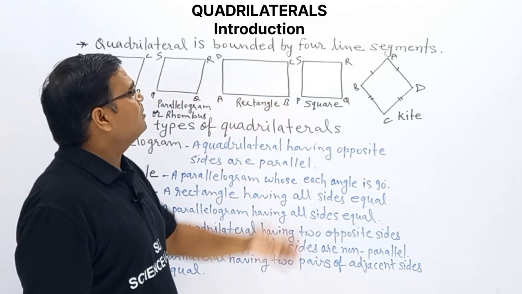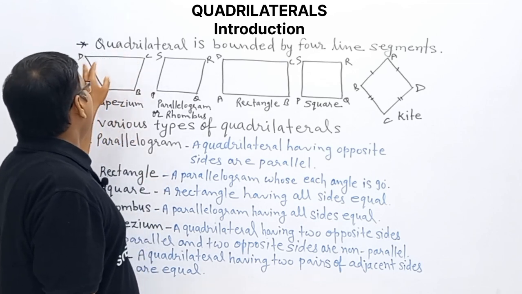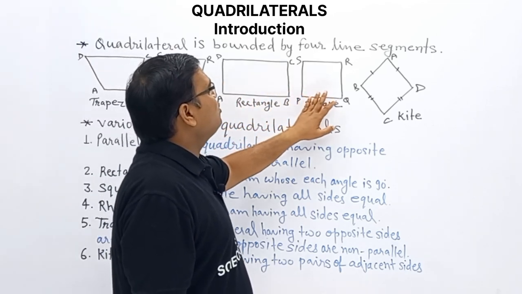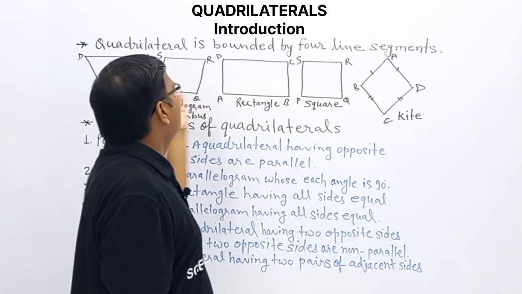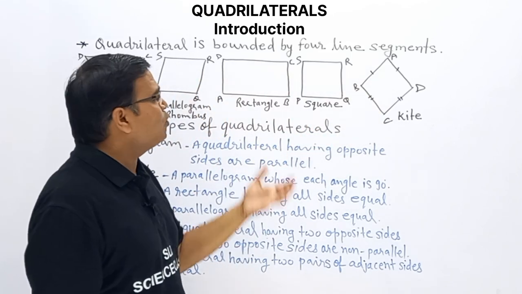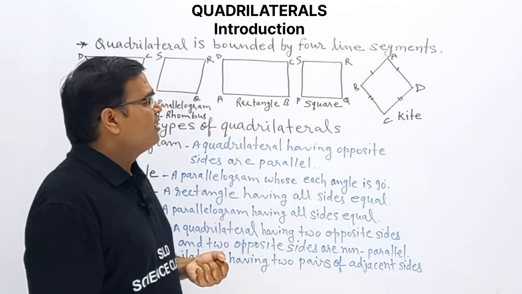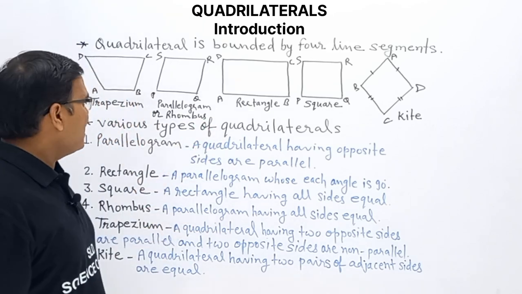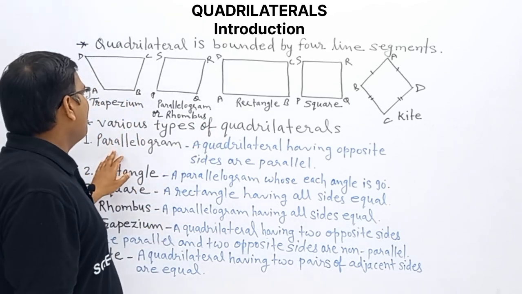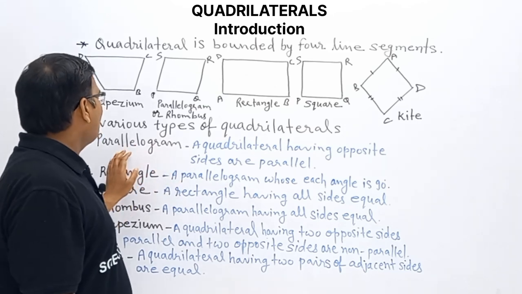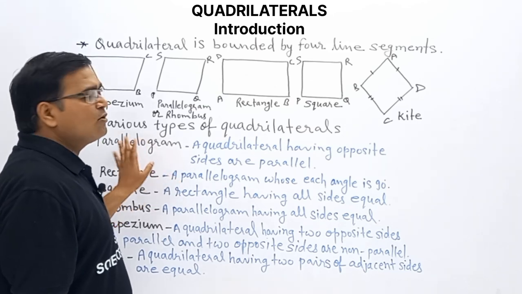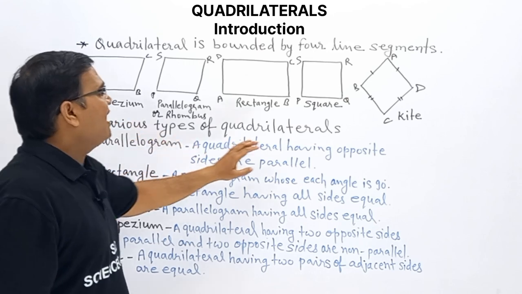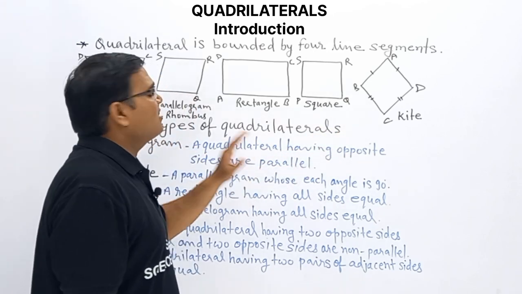So there are various types of quadrilaterals given. Like A, B, C, D, P, Q, R, S, and this one. These five diagrams are there. These all are quadrilaterals. So various types of the quadrilaterals we are having, like first one is the parallelogram. Now, what about the parallelogram? It is a quadrilateral, no doubt at all. Parallelogram is a quadrilateral having opposite sides parallel.